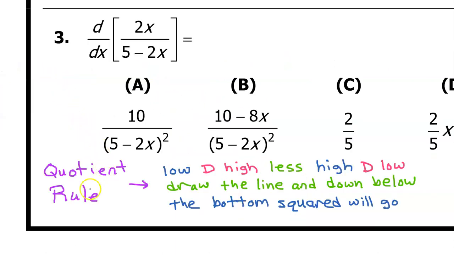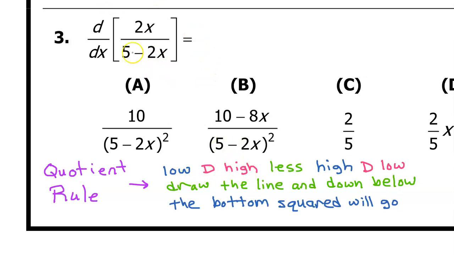Problem number 3 will require the quotient rule, which is fun because I get to say the quotient rule poem. Low D high, less high D low, draw the line and down below, the bottom squared will go. When I say this, D high means the derivative of the top part, and D low means the derivative of the bottom part. So let's go through it.